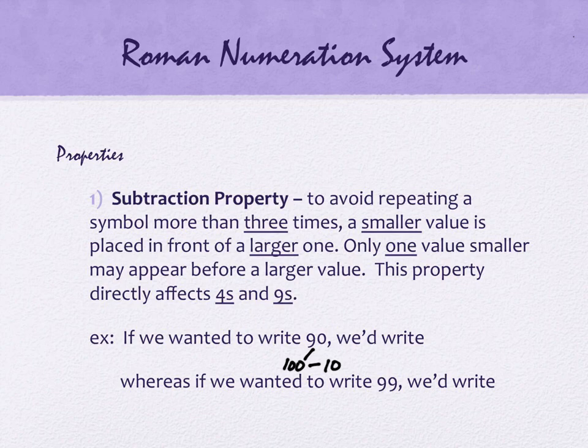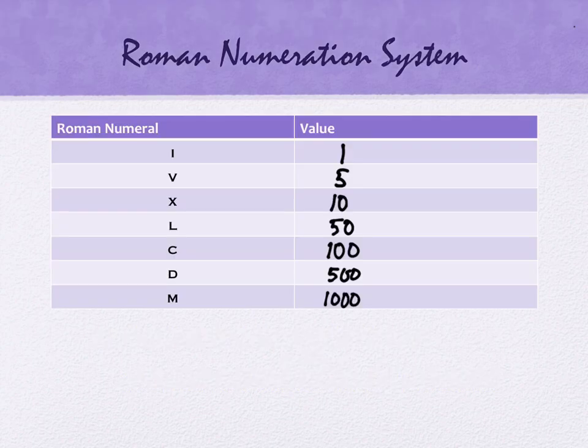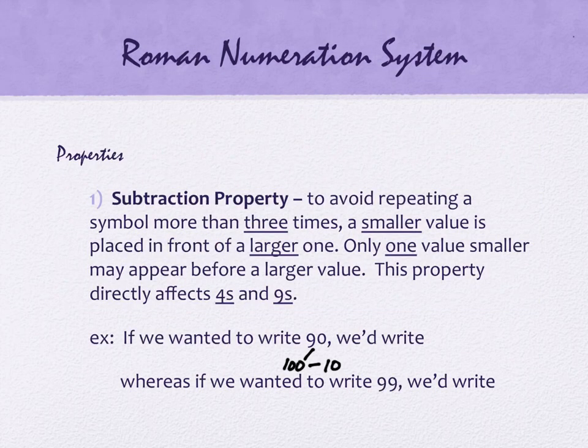Okay? And when I'm saying that I'm able to do that, it's because the 100 and the 50, specifically both, have the ability to have 10 taken away. You can't take anything else away from 100 or 50. You can't take a 1 away. You can't take a 5 away. You can only take a 10 away from them because it's the one that's directly in front of it. So that's what that's referring to when it says only one value smaller may appear before a larger value. You can only do the one that comes before it, and you can only do one of them as well.